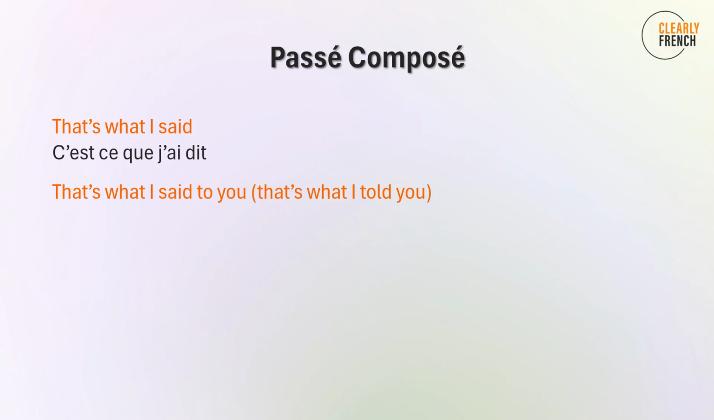That's what I said to you, as in that's what I told you. And that's when people tend to forget the have. C'est ce que je t'ai dit. Remember, ai dit is I have said, and then the to you is the T apostrophe, which should be te, but because of the clash of vowels, it becomes a T apostrophe.